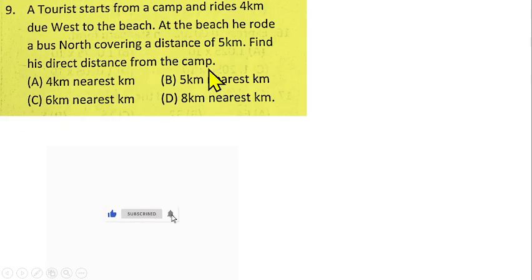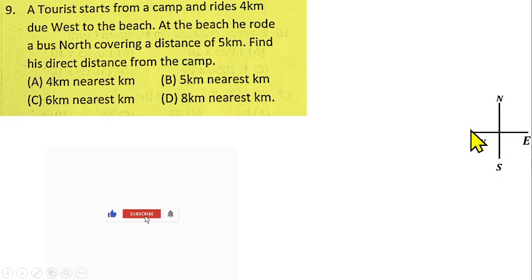Question number 9 is from bearing. A tourist starts from a camp and rides 4 kilometers due west to the beach, and at the beach he rode a bus north covering a distance of 5 kilometers. Find his direct distance from the camp. So a tourist starts from a camp and rides 4 kilometers to the west.